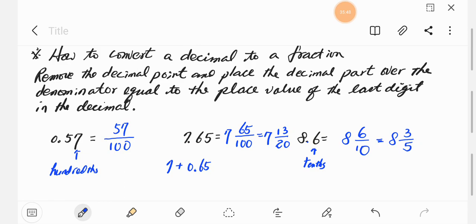So converting a decimal to a fraction is really simple. Very simple. You have a whole number part, which will be the whole number of a mixed number, and then the decimal part will be a fraction. With 2 decimal places, the denominator will be 100. With 3 decimal places, the denominator will be 1000. With 1 decimal place, the denominator is 10.